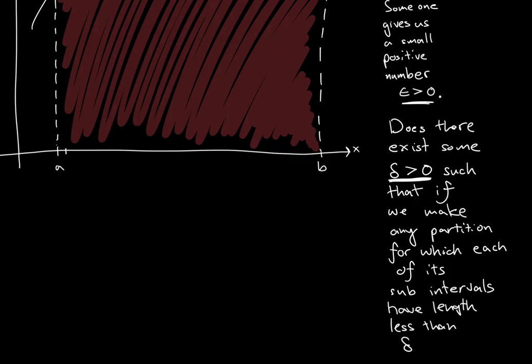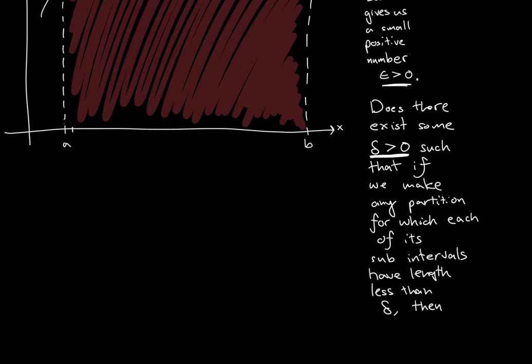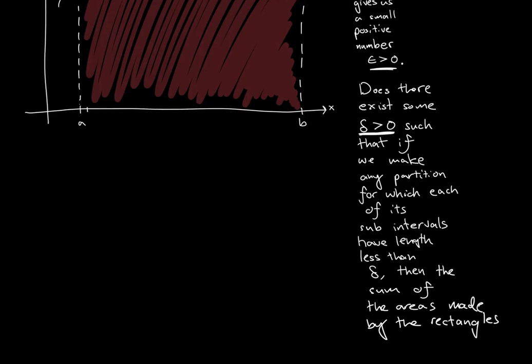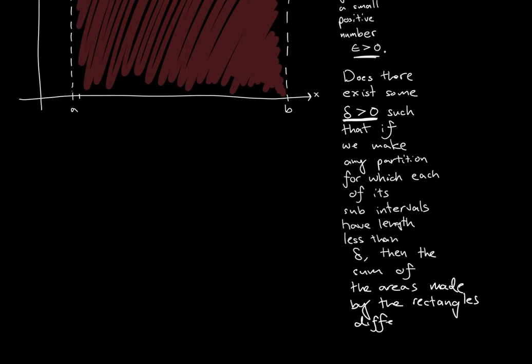So the subinterval lengths are small enough such that if we make any partition for which each of its subinterval lengths is less than delta, then the sum of the areas made by the rectangles differs from the area A.